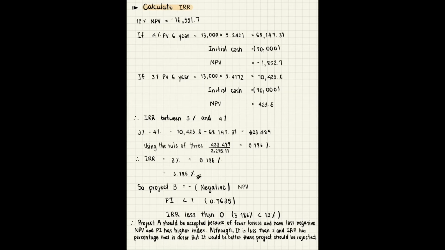But if 3%, 13,000 multiplied by 5.4172 is equal to 70,420.6, and minus the initial cash outlay of 70,000 is equal to 420.6. So the internal rate of return is between 3% and 4%.